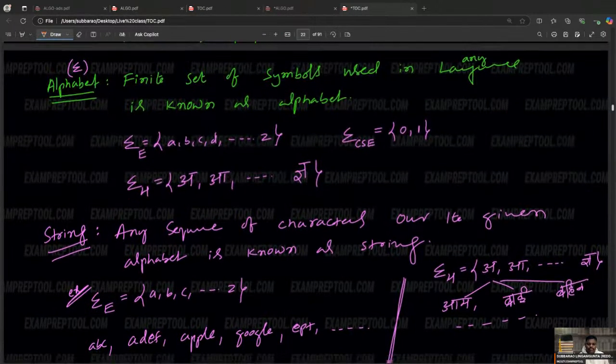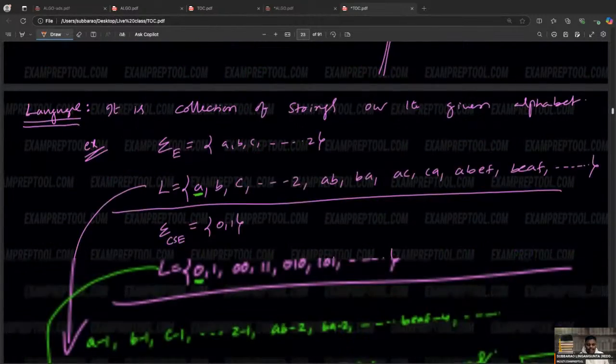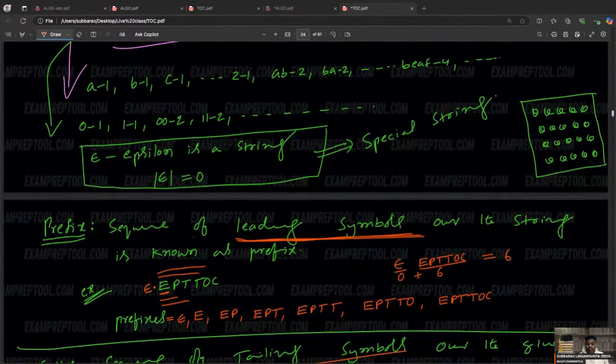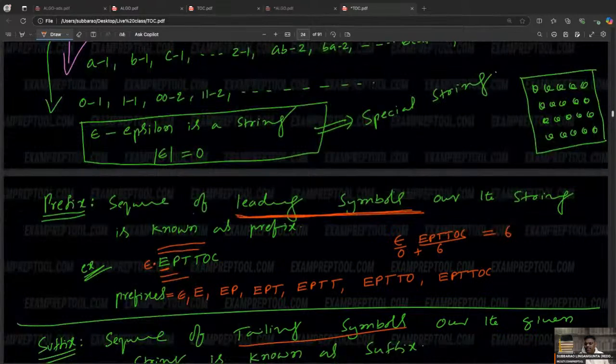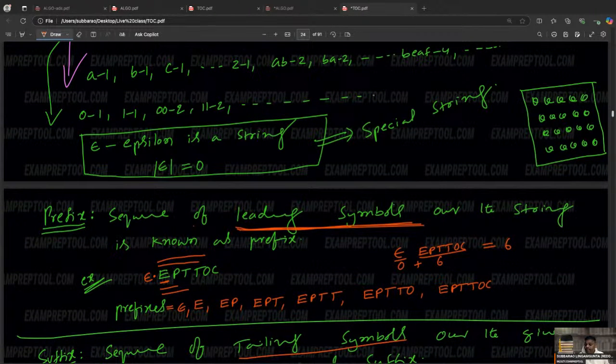What is an alphabet? What is a string? What is a language? The main one, what is epsilon? We did a lot of discussion. I gave so many examples about epsilon. The major thing is epsilon. My only goal is that you remember epsilon.